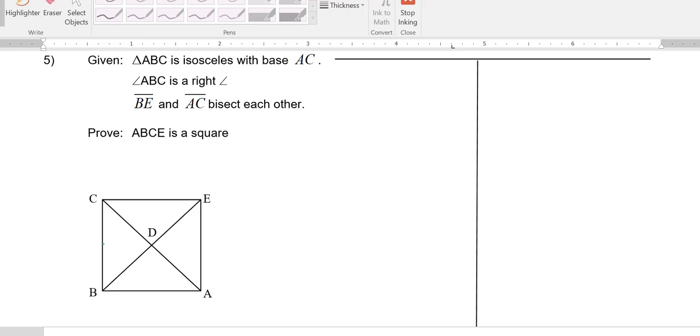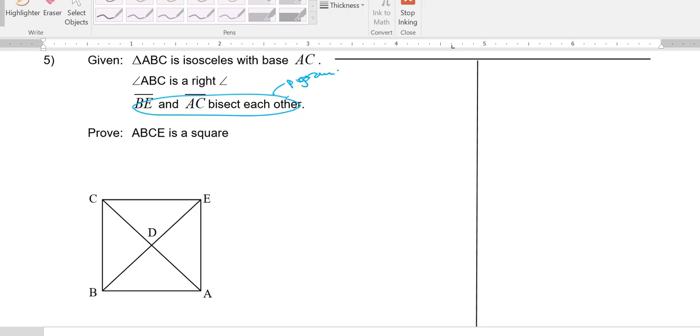So you know that these sides are congruent to each other. And it says that ABC is a right angle, so this is a right angle here. And you know that BE and AC bisect each other, so this, hopefully you can see, is going to give us a parallelogram.